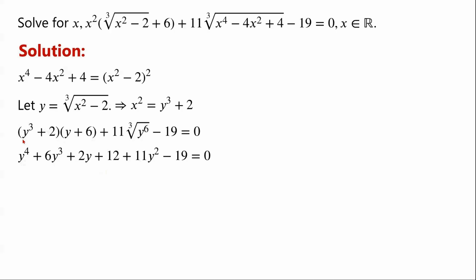y cubed plus 2 times y plus 6 can be written as y to the power of 4 plus 6y cubed plus 2y plus 12. The cube root of y to the power of 6 is y squared. 12 minus 19 is negative 7. This is a quartic equation, and we label it as equation 1.